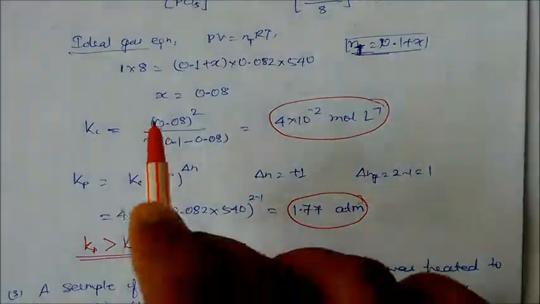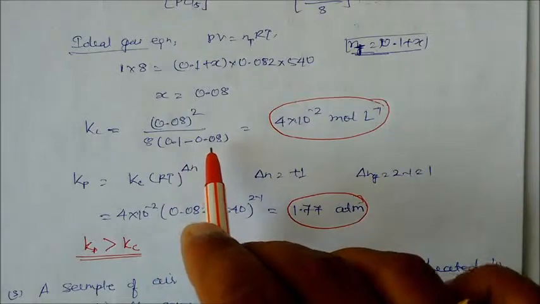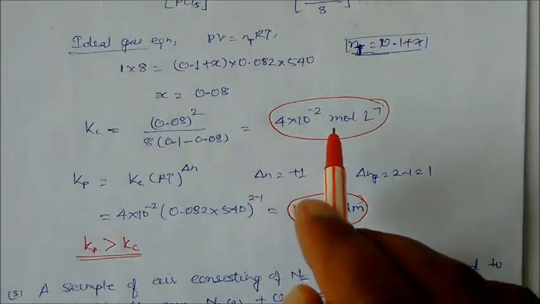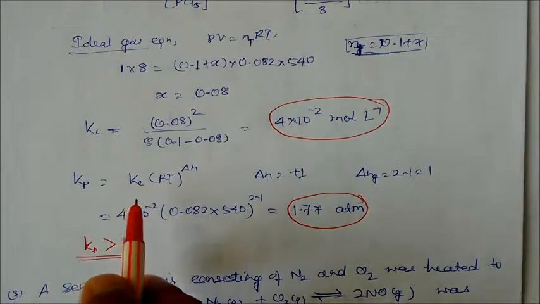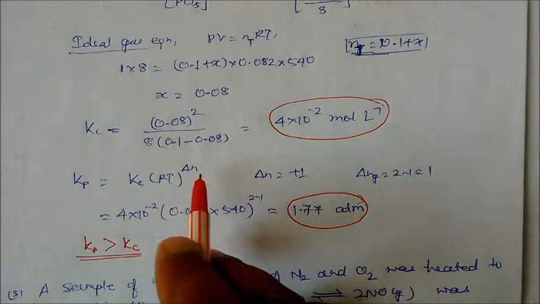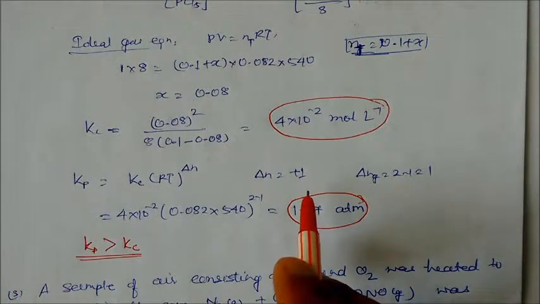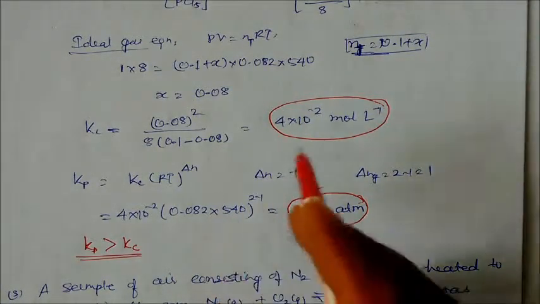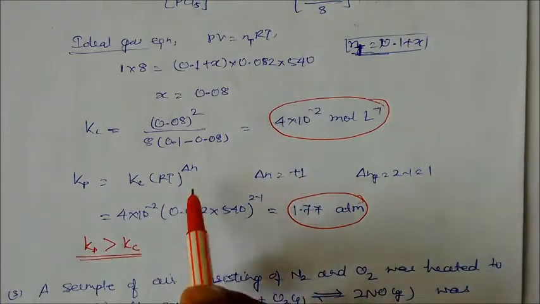So Kc is equal to 0.08 whole square divided by 8 into (0.1 minus 0.08). So here we got Kc. Now that we have Kc, we can get the Kp also. Kp is equal to Kc into (RT) to the power Δn. Here Δn is positive. Why positive? Because PCl5 is broken into PCl3 plus Cl2, so 2 minus 1. So this will be plus 1.